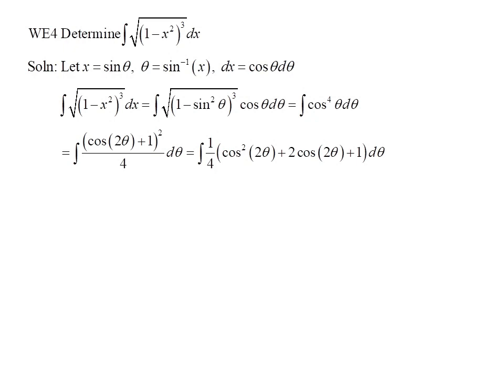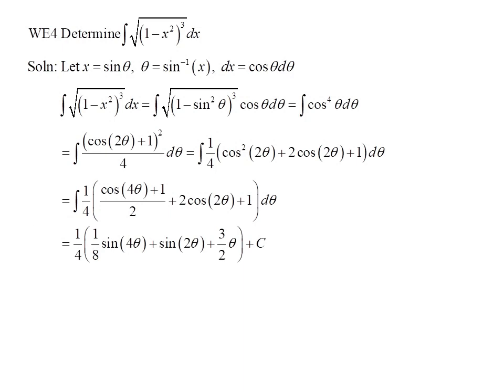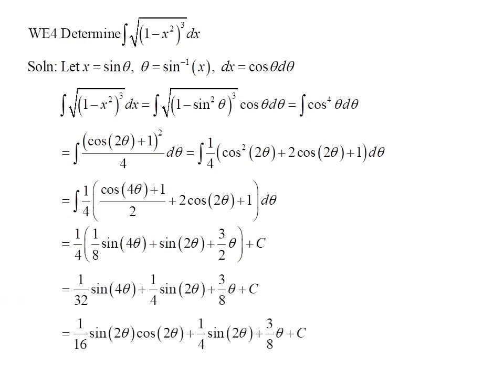So the cos to the fourth of theta is finally simplified to 1 over 4 times (cos 4 theta plus 1 all over 2 plus 2 cos 2 theta plus 1). Hence, a general solution of the antiderivative equals 1 over 4 times (sine 4 theta over 8 plus sine 2 theta plus 3 theta over 8) plus c, which can be further simplified by applying the double angle formula to sine 2 theta cos 2 theta over 16 plus sine 2 theta over 4 plus 3 theta over 8 plus c.